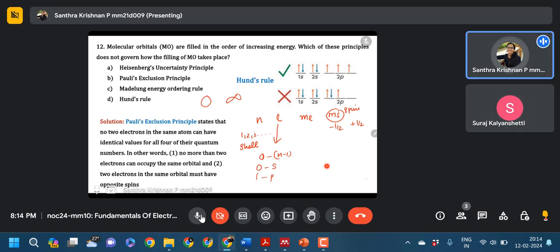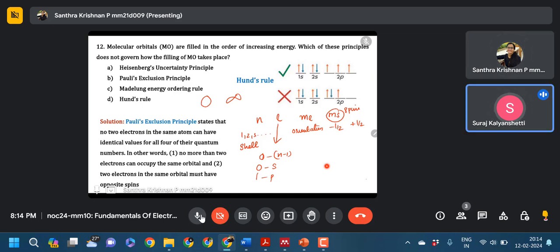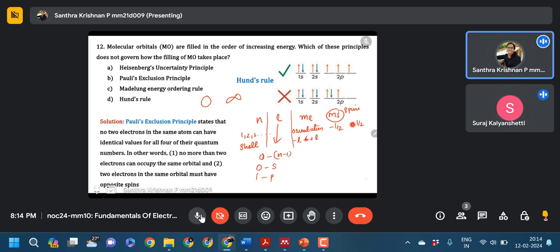Yeah, this is your shell, this is your shape, and now you have your magnetic quantum number. Magnetic quantum number tells us the orientation and the subshell, and it goes from minus L to plus L. Okay, got it.